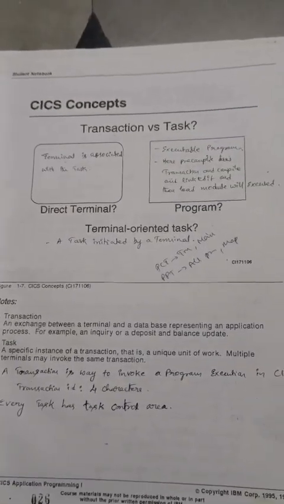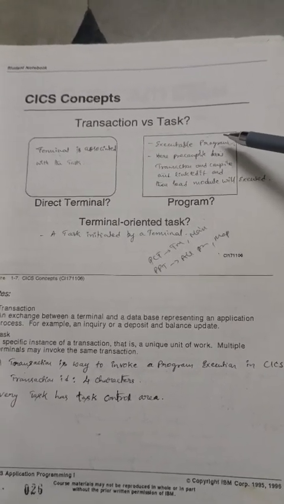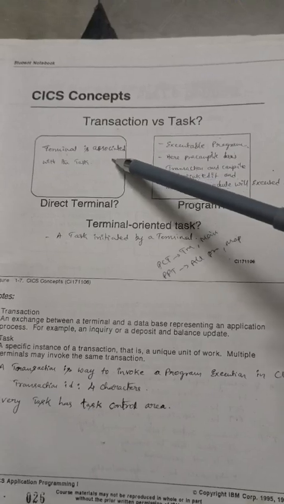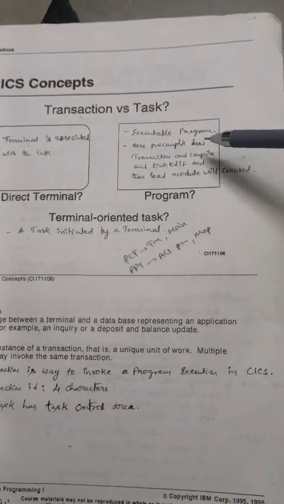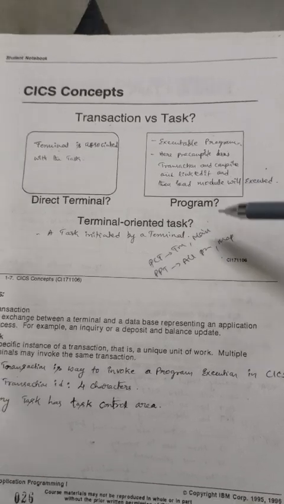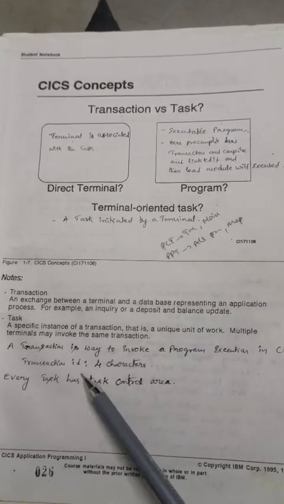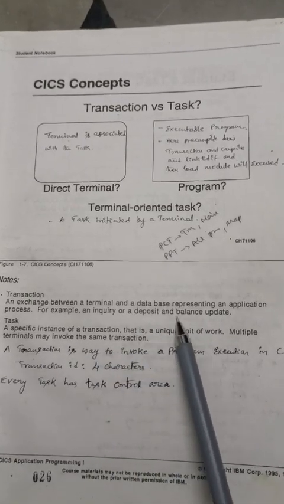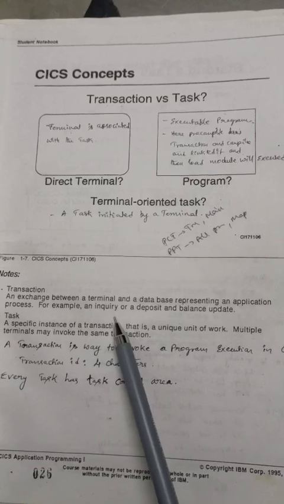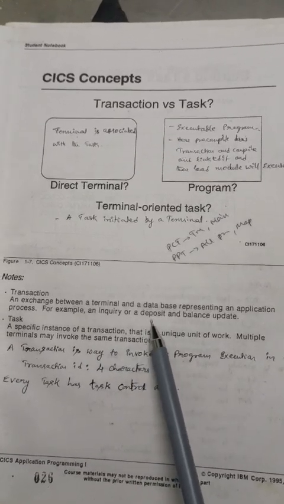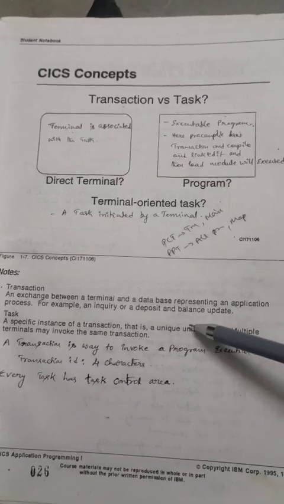Let's start from the concepts. What is the transaction versus the task? The transaction is associated with the task and is called directly from the terminal, and the program is the executable program. What is the difference between the transaction and the task? The transaction is nothing but an exchange between the terminal and database representing the application process. For example, I am doing an inquiry operation, or depositing my money into the bank and the balance is updated. These are transactions.